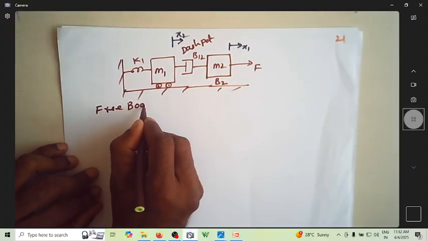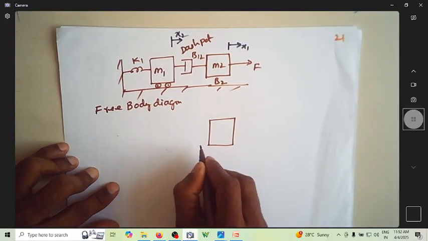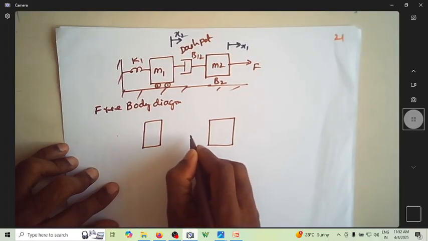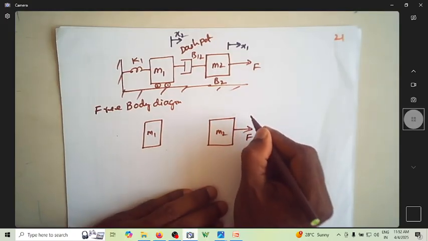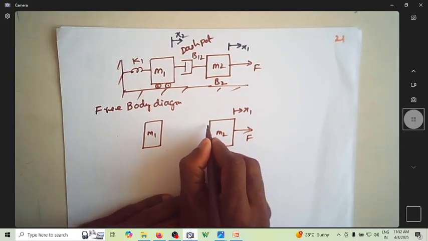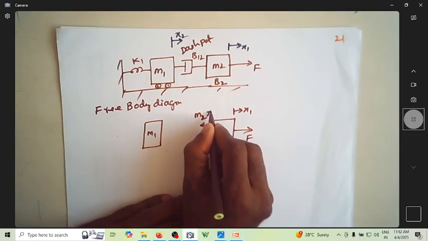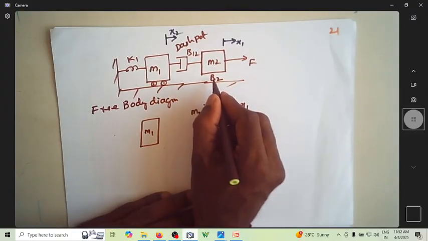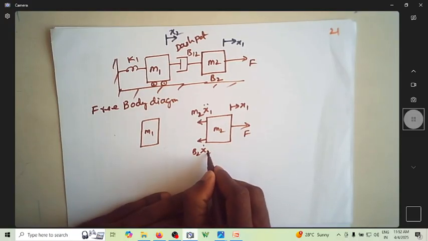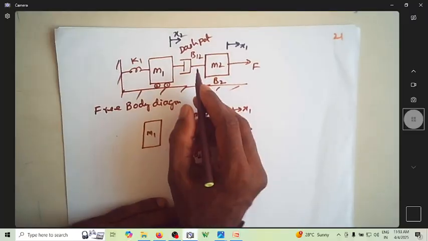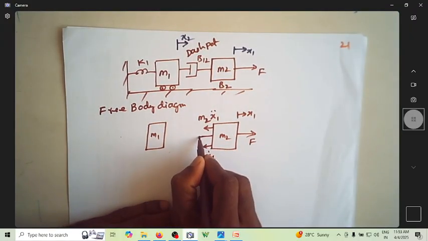Free body diagram. For writing the free body diagram, let me separate the masses. This is m1, this is m2. This is the acting force in this direction, F, and this has a displacement x1. The opposing force is due to the mass itself, which is m2 x1 double dot, and due to friction B2, this is B2 x1 dot. And you have a dashpot connected between this and this, so this has a relative displacement of x1 minus x2.